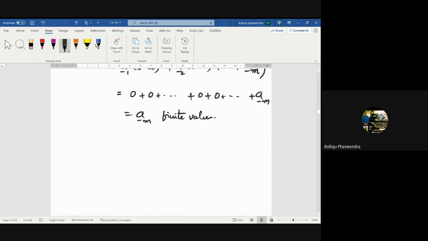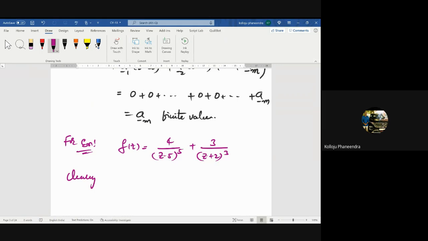Got it? Okay. For example, still any doubt? For example, f of z equal to 4 by (z minus 5) to the power of 5 plus 3 by (z plus 2) to the power of some 3. Okay. Clearly, first identify singularities. z equal to 5, z equal to minus 2 are the singularities.